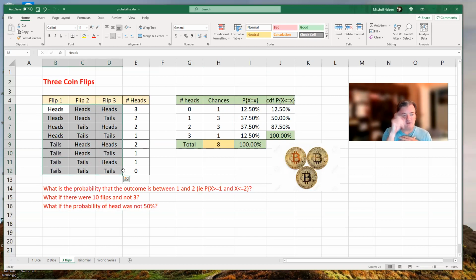So if we decided to do 10 flips instead of 3 flips, this table, instead of having 8 rows, would have 2 times 2 times 2 times 2, 10 times, which is 1,024 rows. This would have 1,024 rows to it. You could do it in Excel. Excel spreadsheets are very large. We could do it, but it would be tedious to type heads, heads, heads, tails, heads, heads, heads. It would take a really long time to do this.